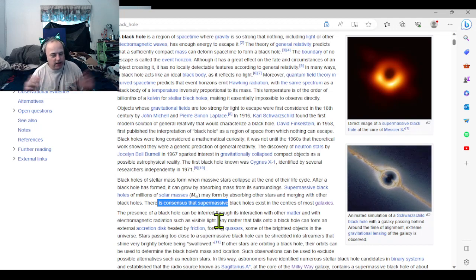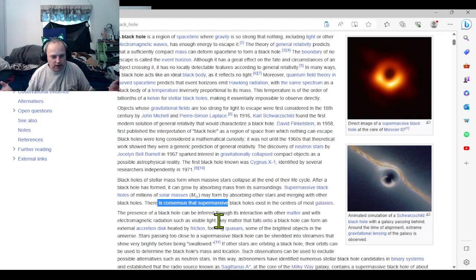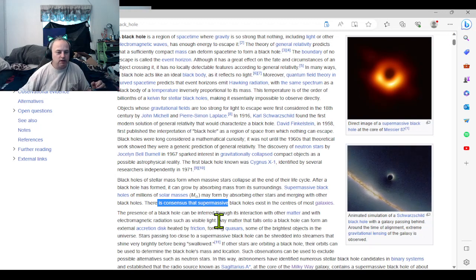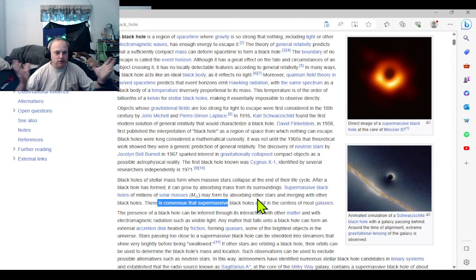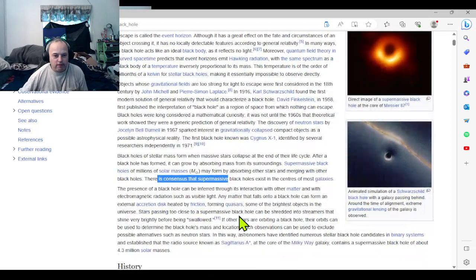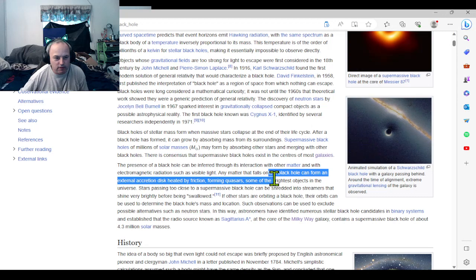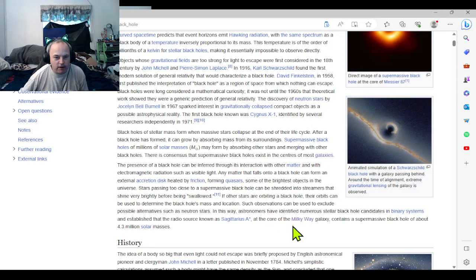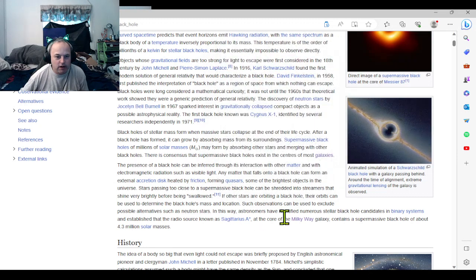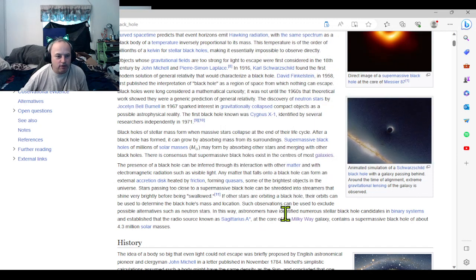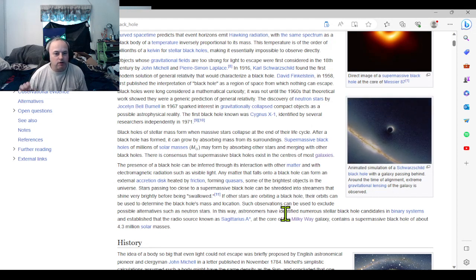Yes, it takes thousands of light years, millions of light years, in order to accomplish this. But it is the dying of a galaxy. And so the galaxy is being consumed. And let's see, what does it say about a black hole? Disk friction forming. Okay, from a disk heated by friction forming a quasar. So any matter that falls into a black hole can form an external accretion disk heated by friction, forming quasars.